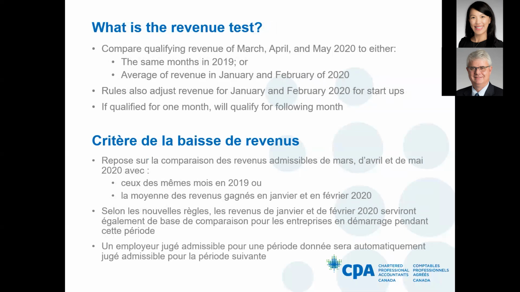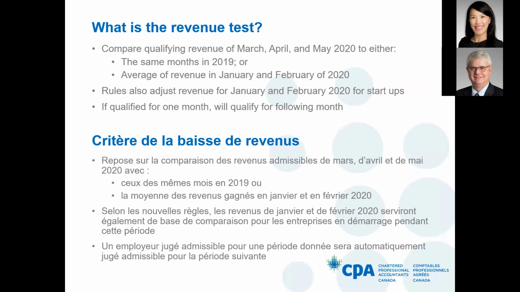Once you've determined whether you're an eligible entity, the next thing an employer must determine is whether they pass the revenue test. In general, this test requires employers to show that they have a drop in sales of at least 15% in March and 30% for April and May 2020. There are 2 possible benchmarks that an employer can compare this to. The default benchmark, which is the year-to-year comparison, would ask employers to compare March, April, May 2020 to the same months in 2019. The second option is for employers to compare March, April, May 2020 to the average revenue for January and February 2020.